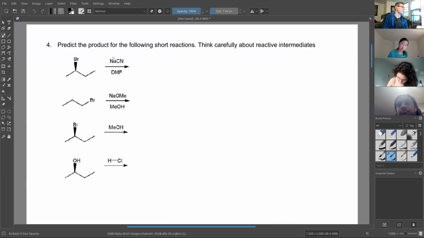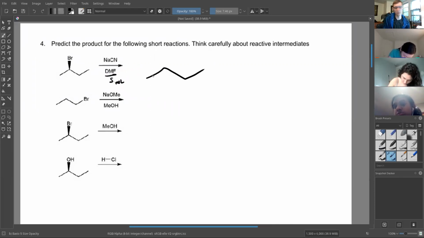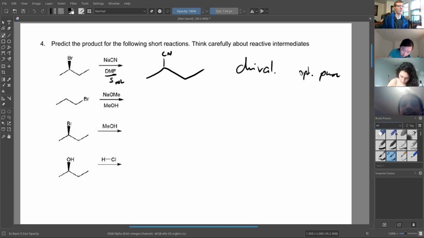Sodium cyanide in DMF. What does that tell us? What type of reaction? This is an SN2 reaction. Okay, cool. It's going to be SN2 on the bromine. Easy. We know we're going to get the cyanide out. This is a chiral compound. Is it optically pure? Yes. It's optically pure, and in fact, we can tell you exactly what the stereochemistry of this thing is because it goes back. We know that.